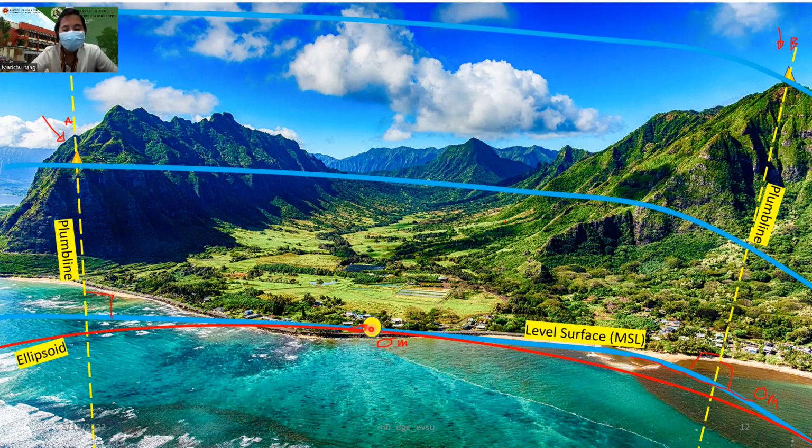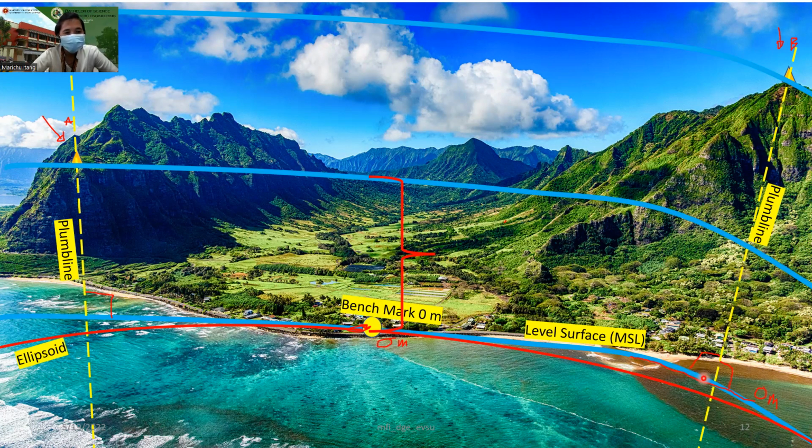Okay, so let's say we have a benchmark here. So nag-establish tayo ng benchmark. So let's say yung ating benchmark ay may elevation na 0 meters. So let's just assume 0 meters siya, since andun naman siya sa main sea level, so sa 0 elevation. So let's say that is our benchmark. Then, if this is our benchmark, therefore, this height from here to here is called the orthometric height of point A. Why? Because this is the level surface in which our geoid lies.